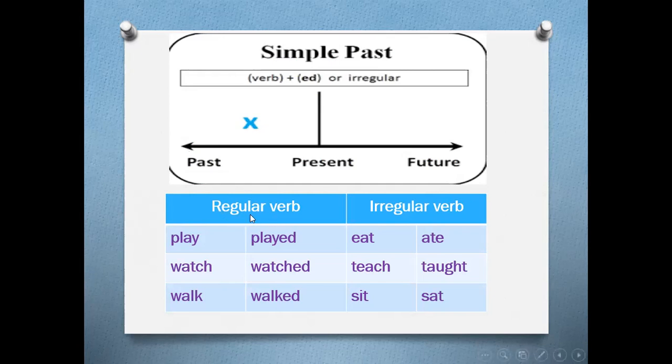So some examples on the regular verbs which take ed, like play, played, watch, watched, walk, walked. But for the irregular verbs like eat, ate, teach, taught, and sit, sat. So you can notice that those verbs do not take ed at their end. ما أخذوا ed بنهايتهم.